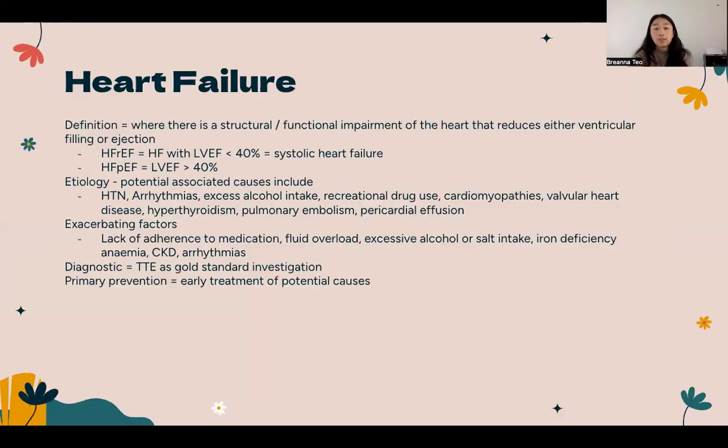Heart failure and AF. So heart failure, just a reminder, is when there's a structural or functional impairment of the heart that reduces either ventricular filling or ejection. So we have HFrEF or HFpEF. Etiology, you can have a read. Exacerbating factors, you can also have a read. Important to note that diagnostic gold standard is our TTE, and primary prevention involves treating any potential causes early on.